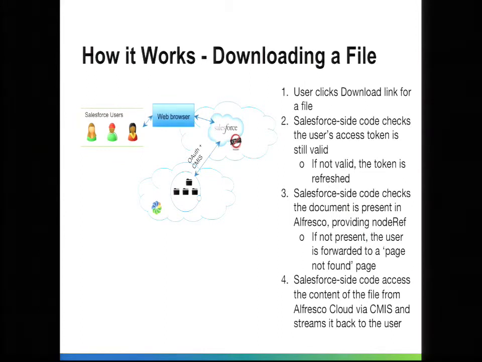Then all we do is pull down the document. We make a call back to Alfresco from Salesforce to retrieve that document, and we stream that back to the user. There is an exception case. If the document's not found, we have to handle that gracefully and return them a 404 page. So that's pretty simple stuff. That's downloading.